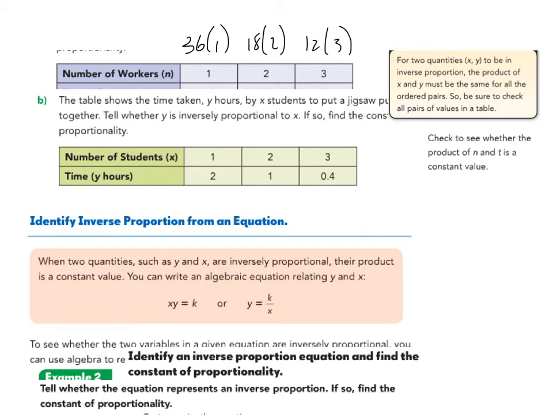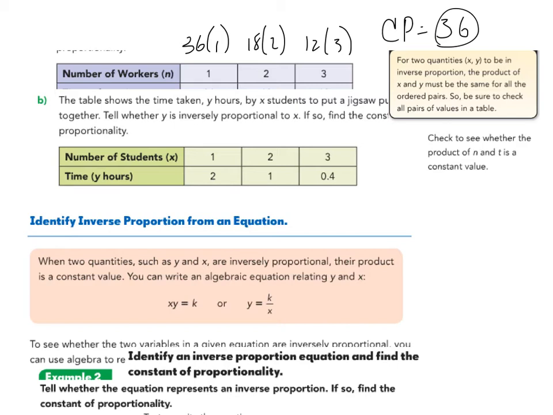Okay, they are inversely proportional because as one goes up, the other one goes down. As the number of workers increases, the time it takes decreases. And when we multiply, we get 36. So therefore, the product of N and T is constant, and our constant of proportionality is 36. Okay, now let us move on to B.